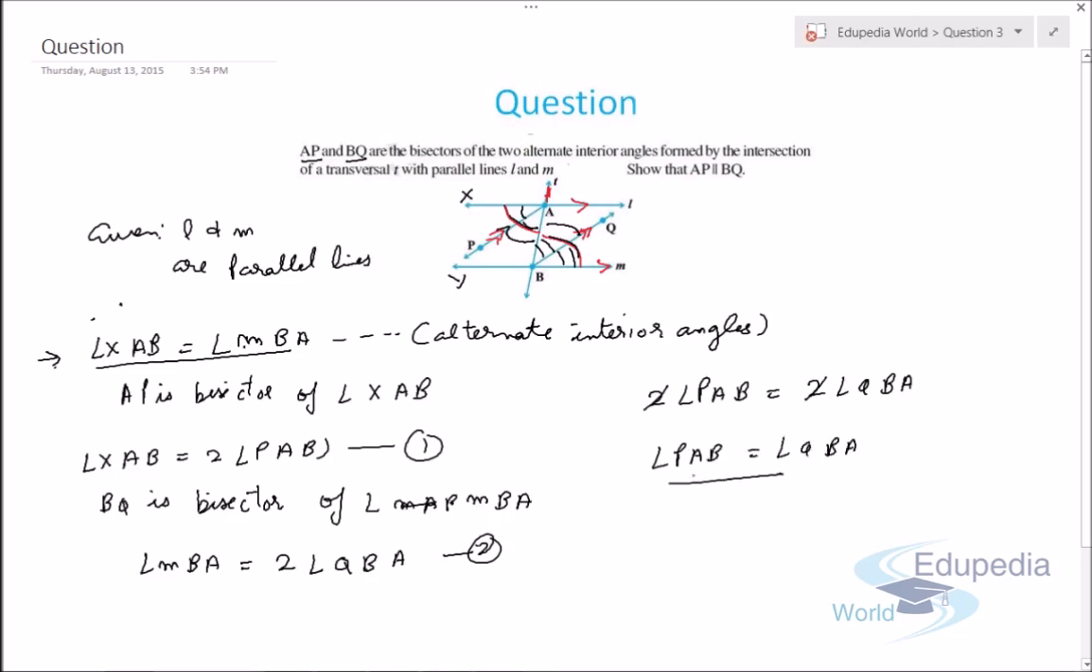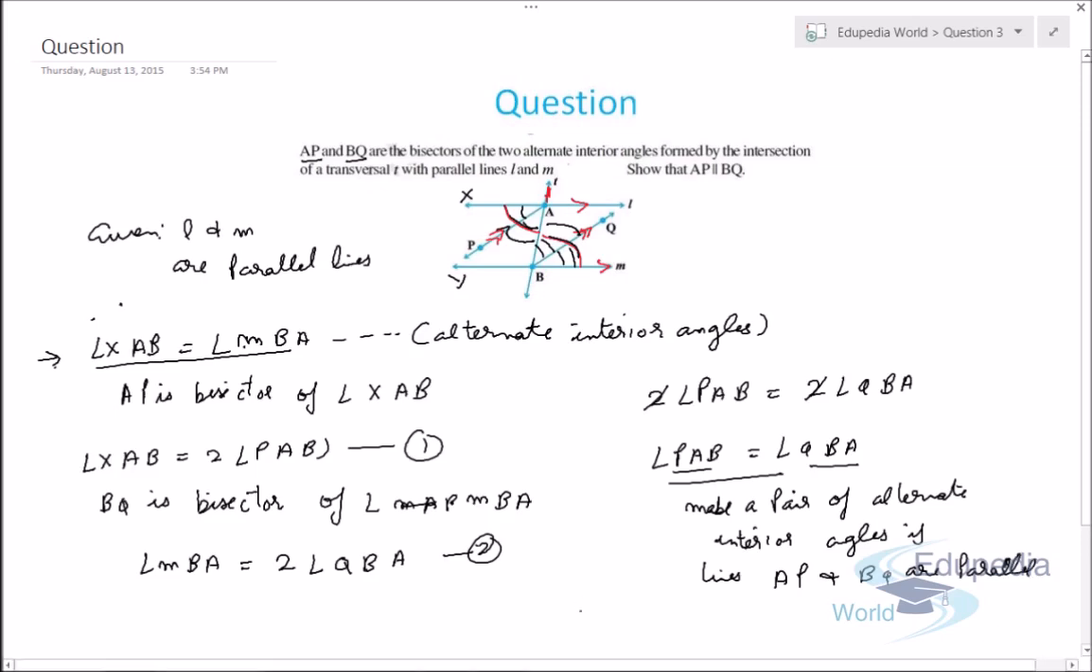Now, as you can see clearly, this pair of angles, angle PAB and angle QBA, make a pair of alternate interior angles if lines AP and BQ are parallel. So this implies AP is parallel to BQ. So this is how we can prove that. So let's move on to the next question, question number 4.